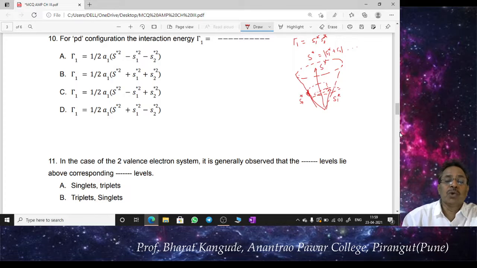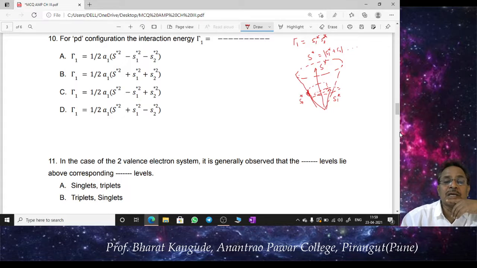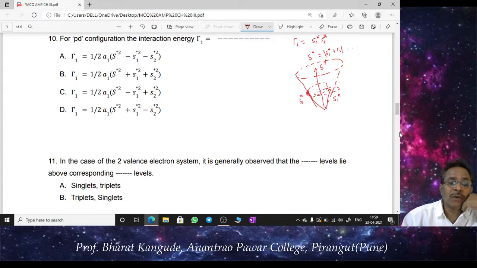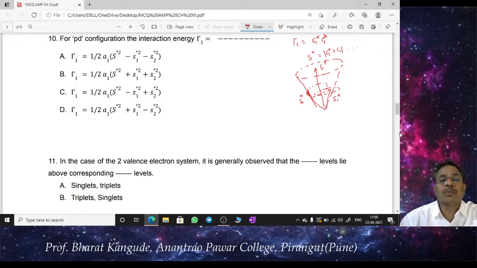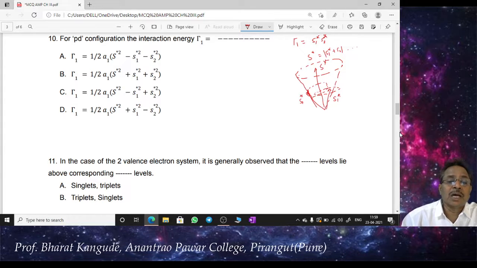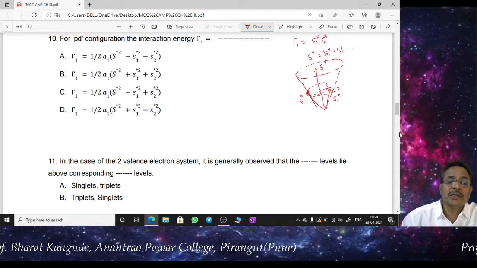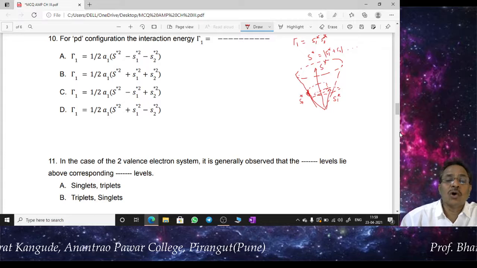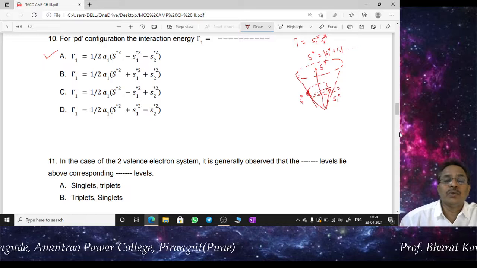Gamma 1 is equal to 1/2 into A1, where A1 is the constant. In the bracket it is S star square minus S1 star square minus S2 star square. Then option B is gamma 1 equal to 1/2 times A1 into S star square plus S1 star square plus S2 star square, and option C is 1/2 times A1 into S star square minus S1 star square plus S2 star square. In the fourth option we just change the signs, minus to plus and plus to minus.